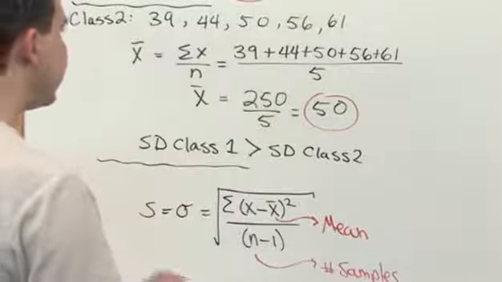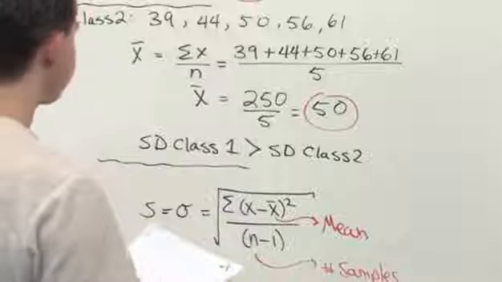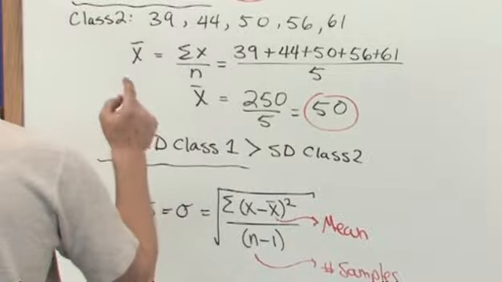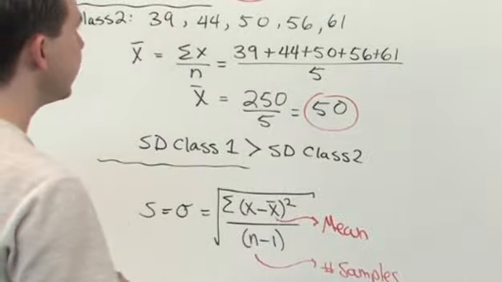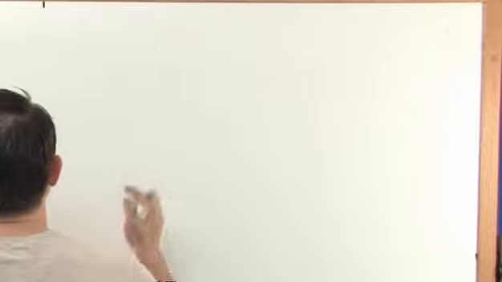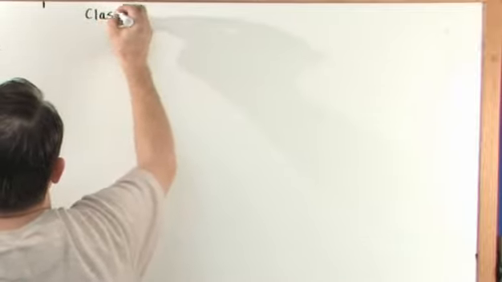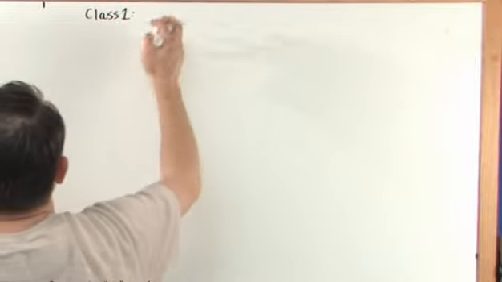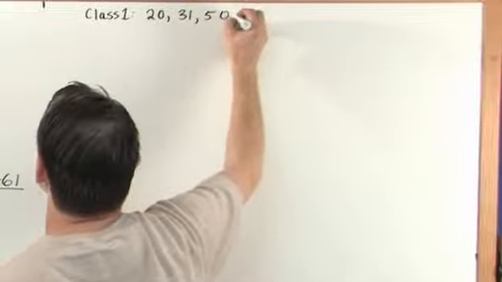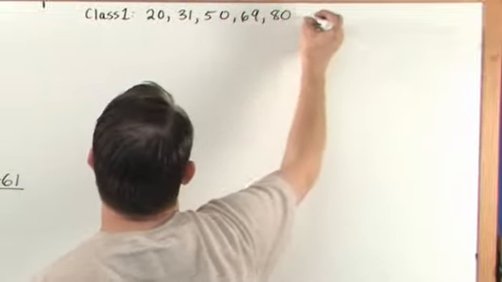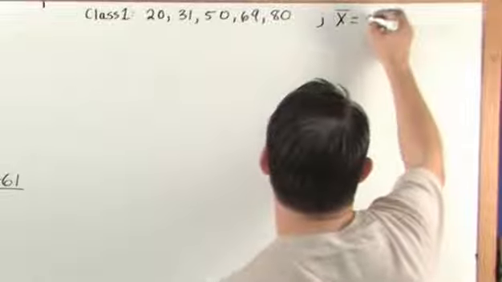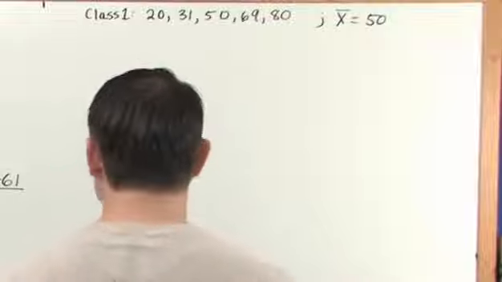So let's use the standard deviation and actually calculate the standard deviation of class 1 and the standard deviation of class 2, and see if it does what we think it does. So, going back to basics, for class 1, I'm going to write the values down again: 20, 31, 50, 69, and 80. And we also calculated that the mean was equal to 50. We already did that. And we want to find the standard deviation.